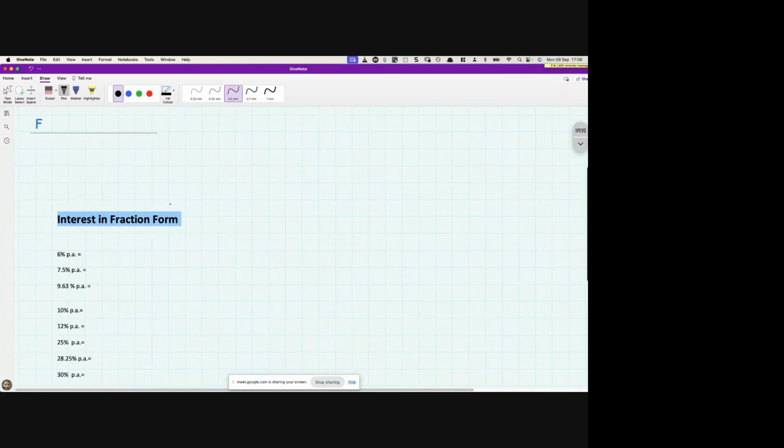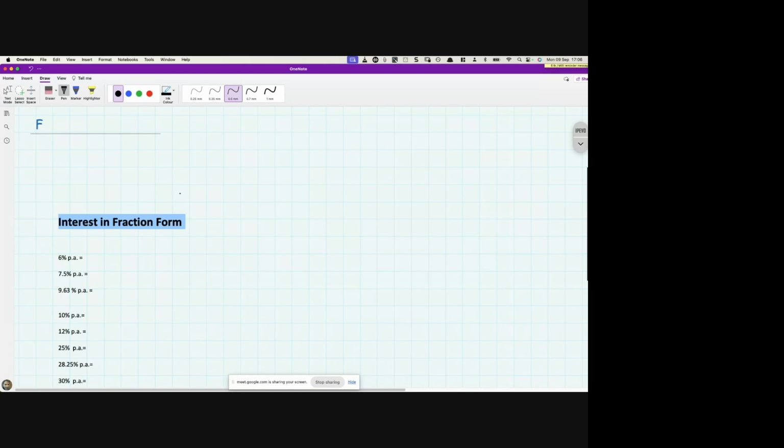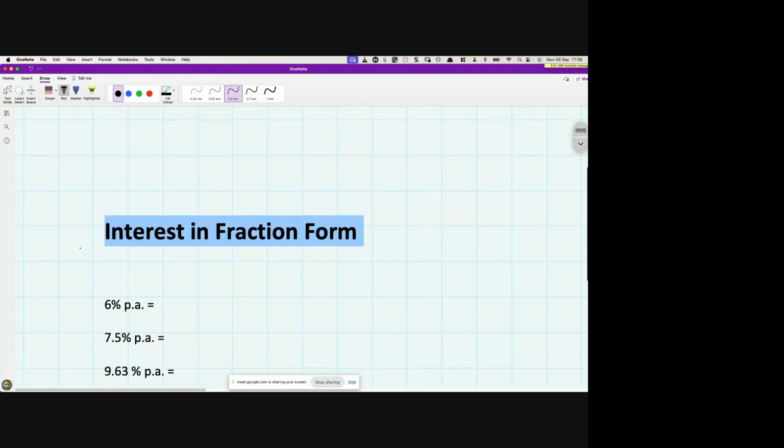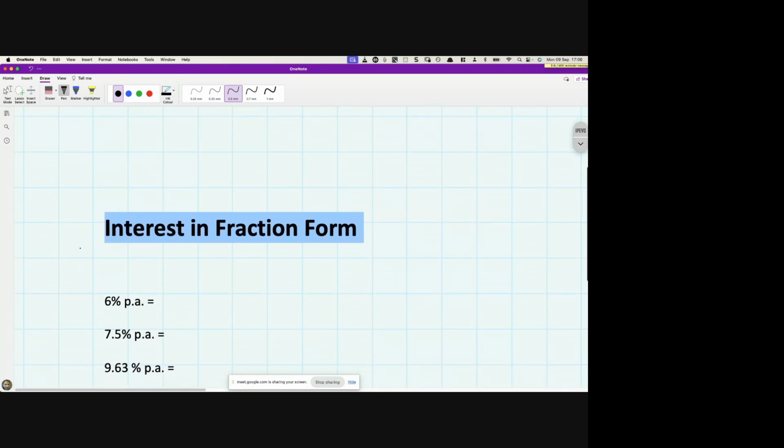So when we talk about financial maths, probably the most important thing initially is to understand fractions and percentage. So I want you to write for me as a common fraction and as a decimal fraction, these three numbers. Now, I will do the first one. 6% is the same as 6 over 100, or 0.06.